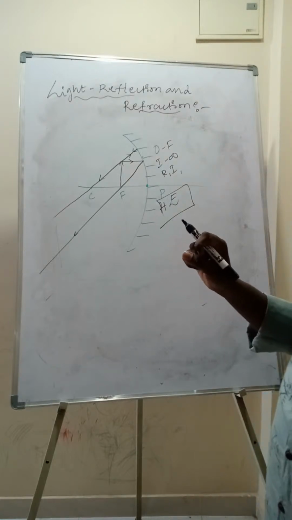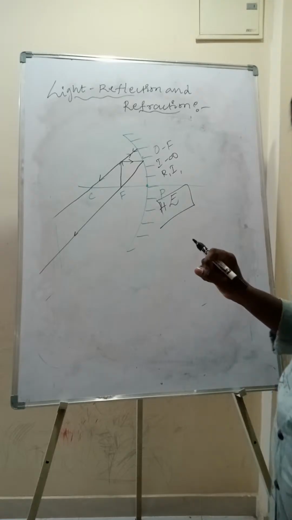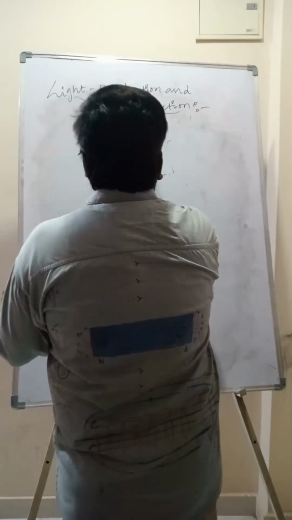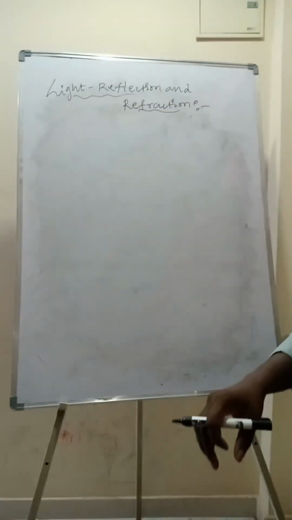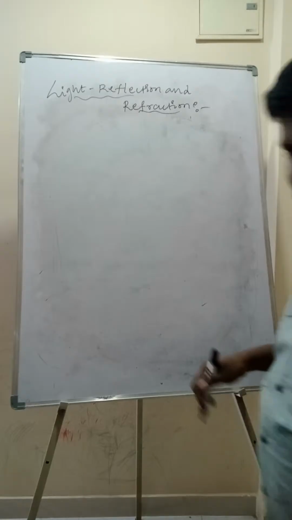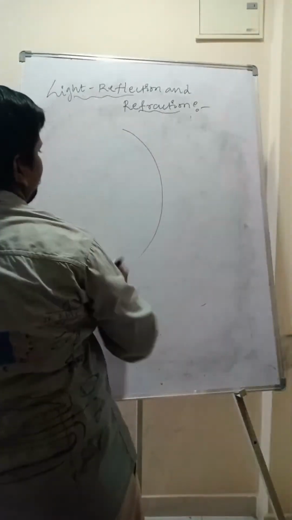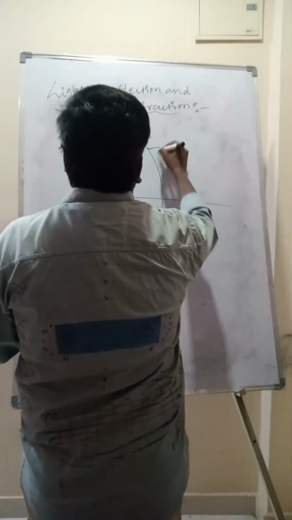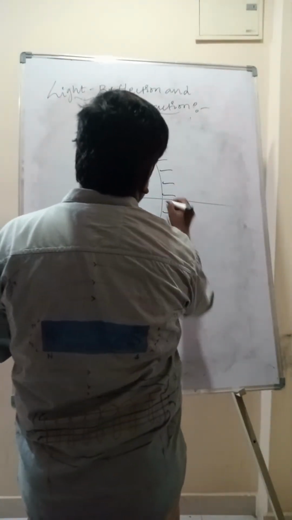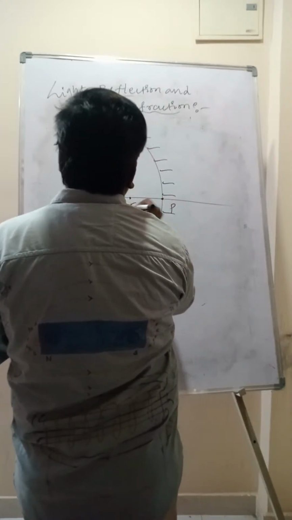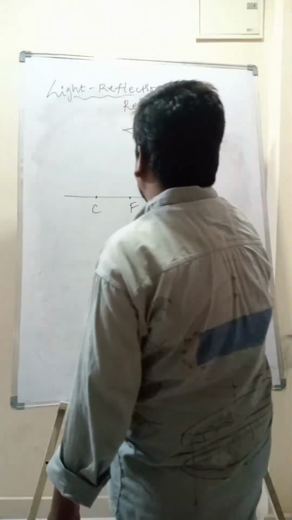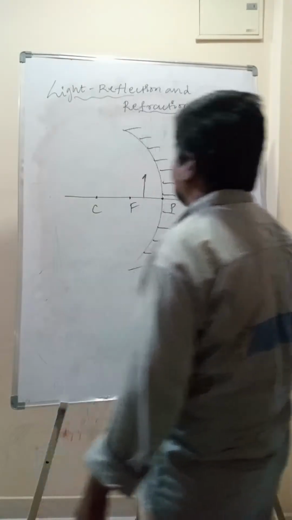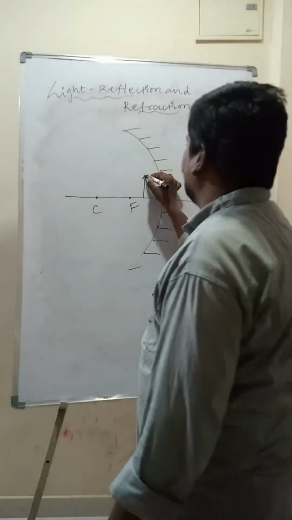And next, we will go with one more last case, a very important case. The last case is when the object is placed between the pole and focus. Pole, focus, center of curvature. Object is placed here.